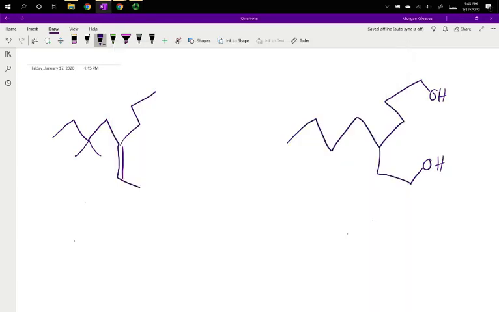Alright, in this video we're going to practice naming alkanes, alkenes, alkynes, alcohols, aldehydes, and ketones. So we're going to start with a few structures like this. Go ahead and pause the video, give naming them a shot, and then come on back and we will walk through them as a guided exercise.